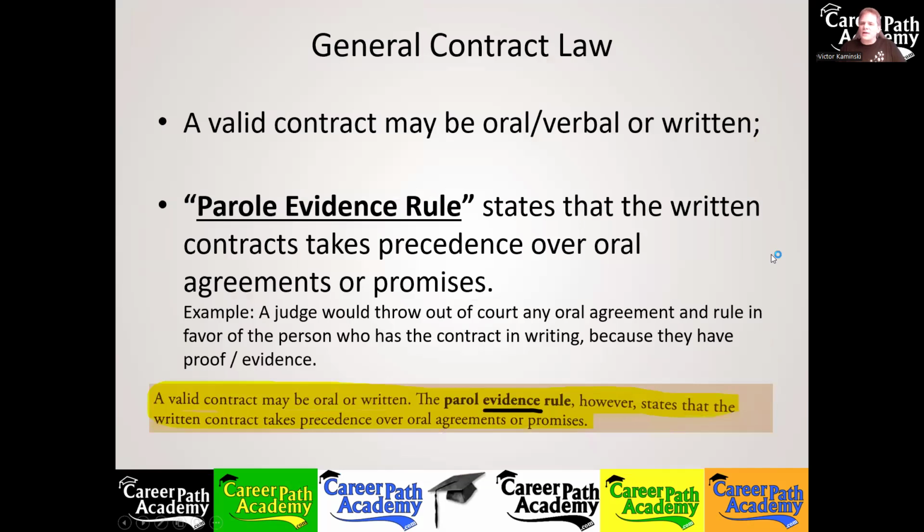All right, so the parole evidence rule we also highlighted. That's when somebody has a verbal contract and someone else got it in writing, the court will favor the one who's got it in writing. That serves as their evidence, thus the parole evidence rule name there.